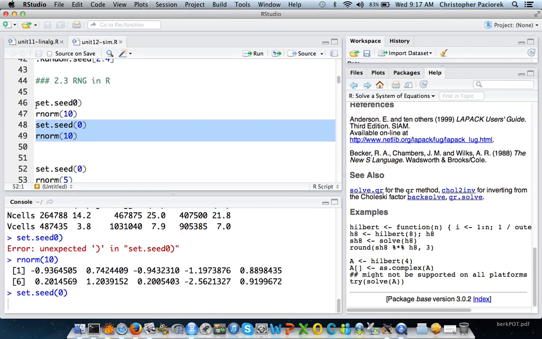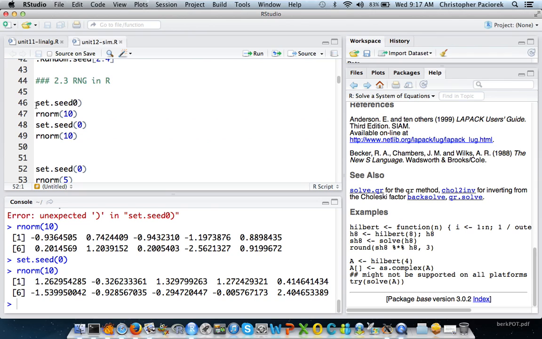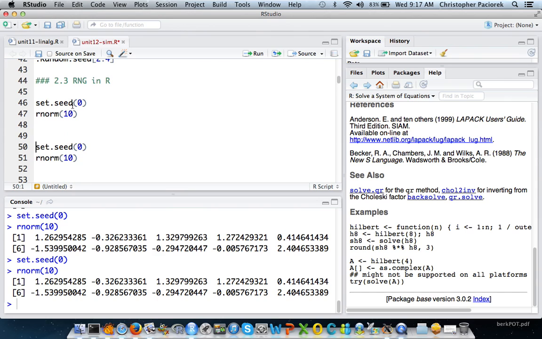If we then reset the seed and... Okay, so let's try that again. So here I've set the seed twice at 0, generated 10 random normals. You can see I'm getting the exact same random normals, so that I'm able to do this in a repeatable fashion.